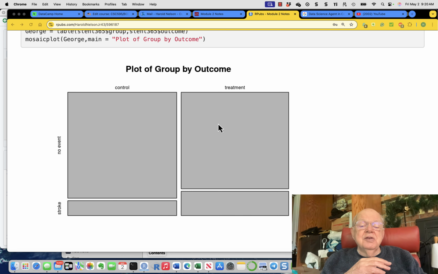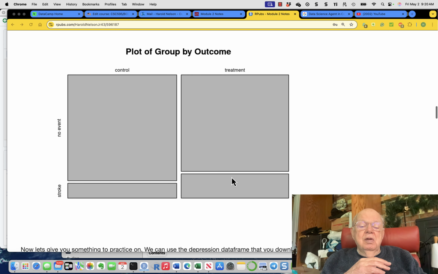And it is then clear that, whereas we had to do arithmetic of one sense or another, or look through a table to look at the numbers, when you do the graphical outcome, you can see that the height of the stroke outcome in the treatment column is much greater than the height of the stroke outcome in the control column. So really you're comparing these two.